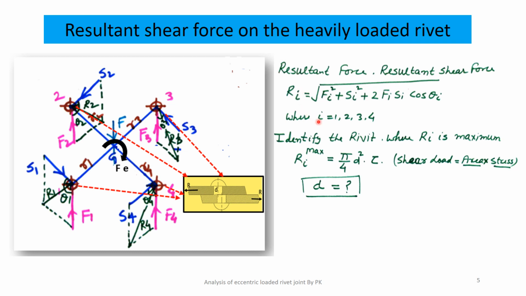If we find the resultant force at rivet number 1, we put i equal to 1. If we want the resultant force at rivet number 2, we put i equal to 2. Similarly, for rivet number 3 we put i equal to 3, and similarly for rivet number 4. For rivet number 1, R1 is equal to the square root of F1 square plus S1 square plus 2 F1 S1 into cos theta 1. This way we find the 4 resultant forces on the 4 rivets, that is R1, R2, R3 and R4, and then we have to see at which rivet the resultant force is maximum.